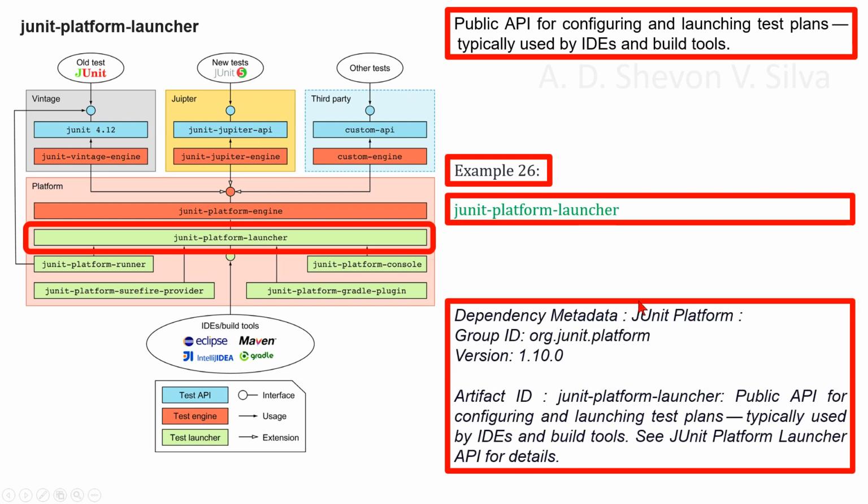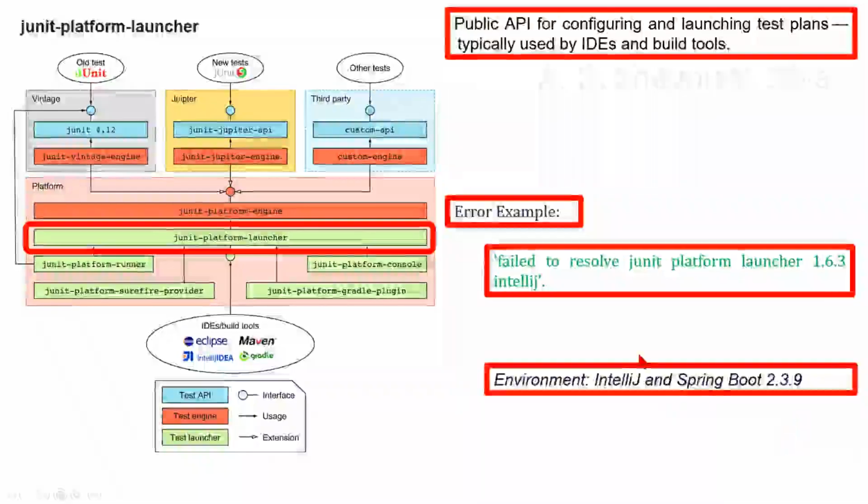Now we are considering junit-platform in dependency metadata. The artifact ID junit-platform-launcher in group ID org.junit.platform provides the public API for configuring and launching test plans, typically used by IDEs and build tools. You can consider this issue that occurred in IntelliJ and Spring Boot 2.3.9: failed to resolve junit-platform-launcher 1.6.3 in IntelliJ.